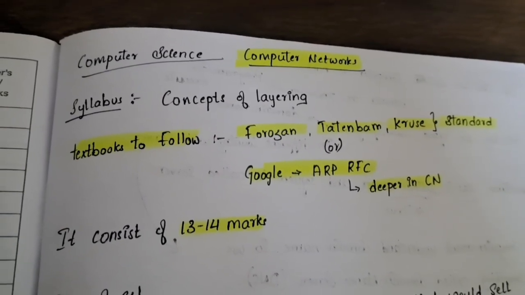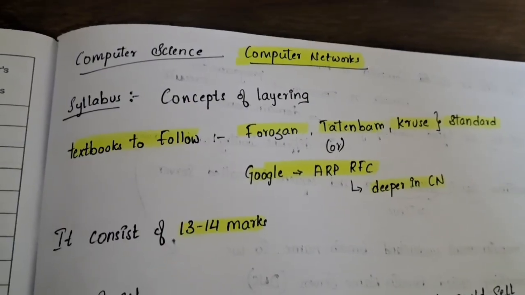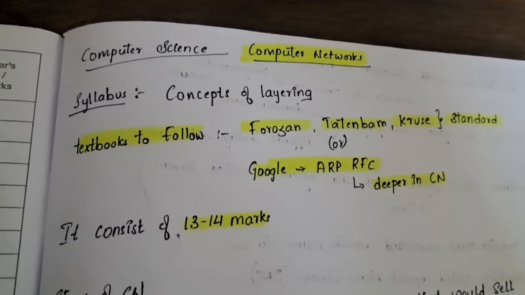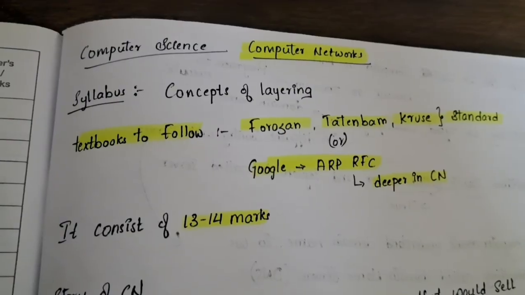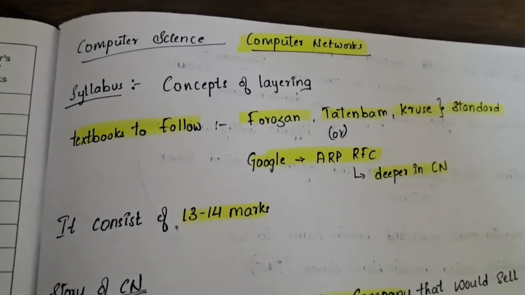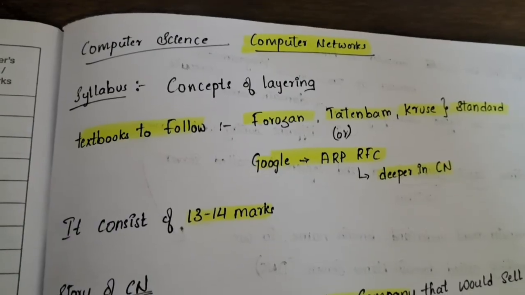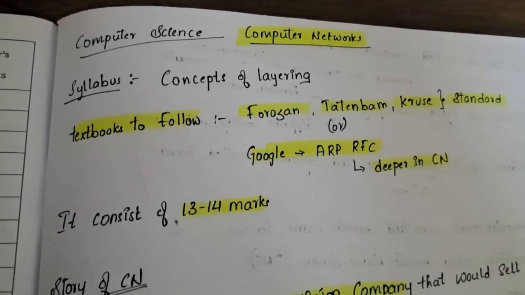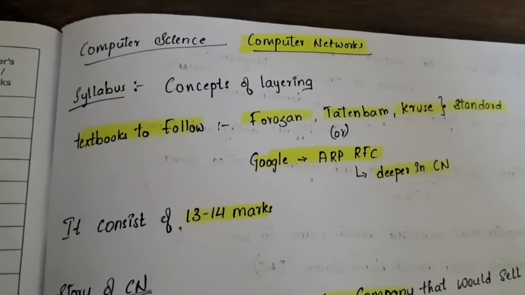Like we have the concepts of layering, and then the data link layer, routing protocols, fragmentation and IP address, and then we have the transport layer, and then the application layer, and so on. So in depth we'll be reading about all these topics.